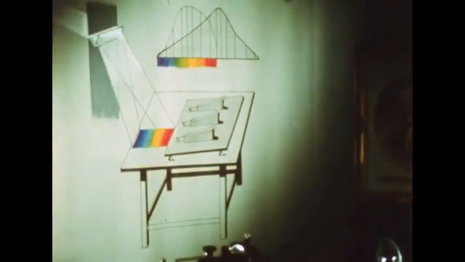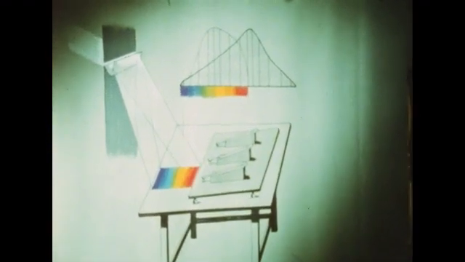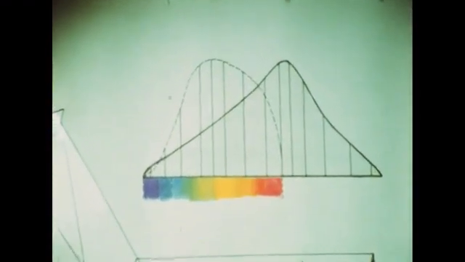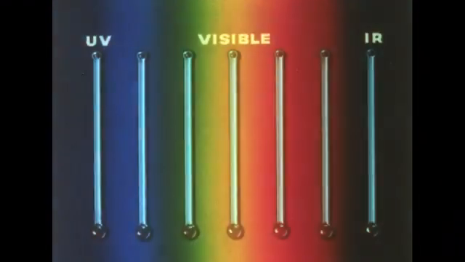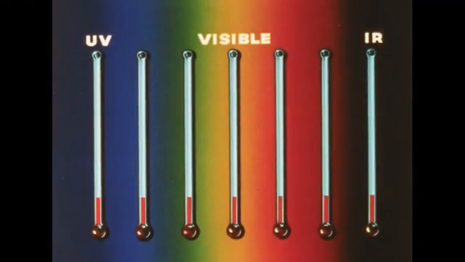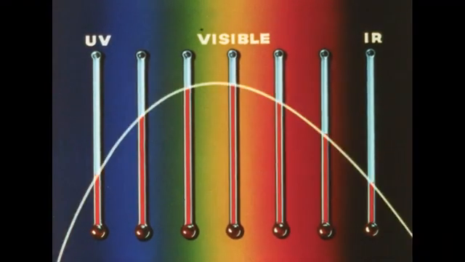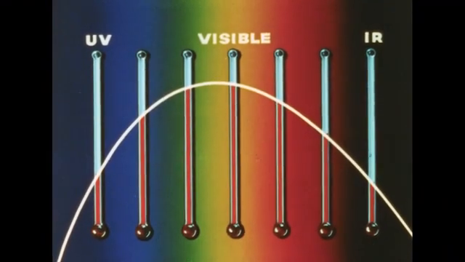In a classic experiment carried out by Sir William Herschel over 150 years ago, thermometers were placed in the spectrum of sunlight. The temperature readings traced out a smooth curve across the spectrum. These readings are a measure of the radiant energy in different parts of the spectrum. Notice there is energy in both the ultraviolet and the infrared.